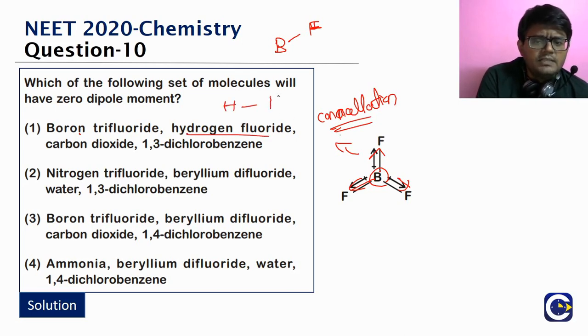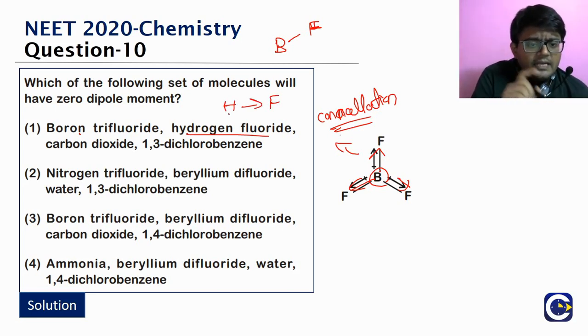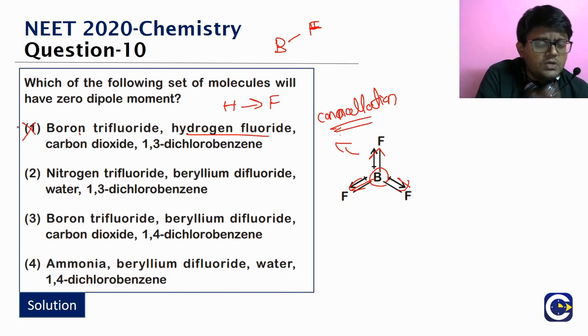So HF means just one hydrogen attached to fluorine. So we'll have a dipole moment here, right? So this molecule is going to have a net dipole moment. So option 1 is not going to be the answer. Here, we are not going to spend more time on it, because we already saw that one of these molecules has a net dipole moment, which means that is not the answer. So we'll have to keep checking the other ones.